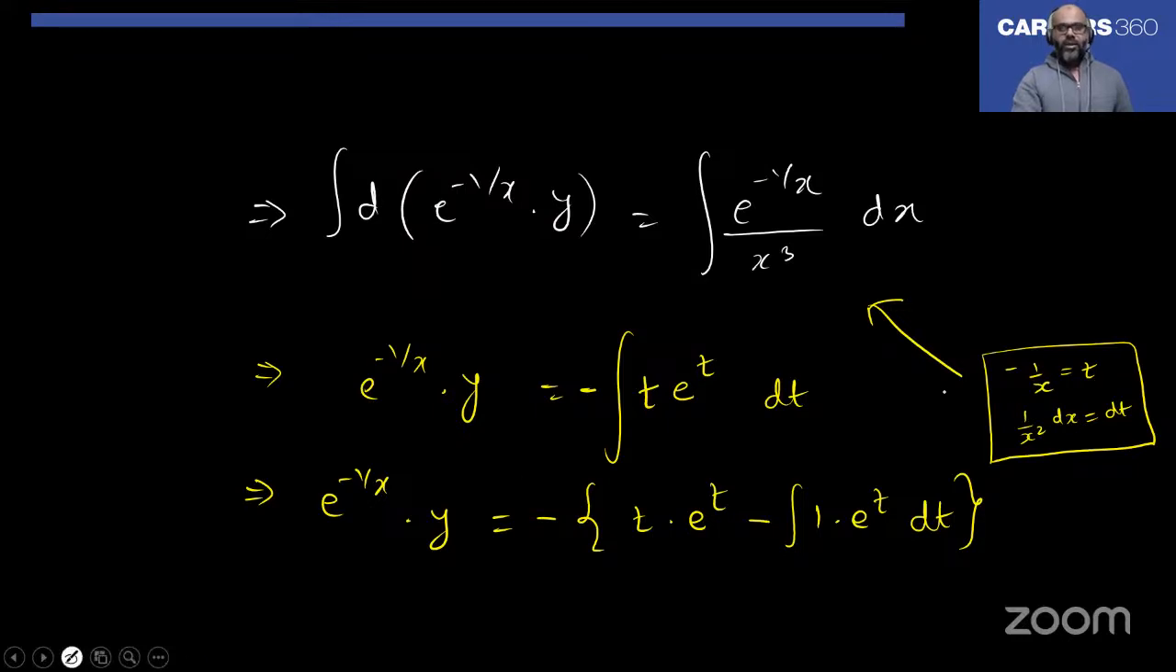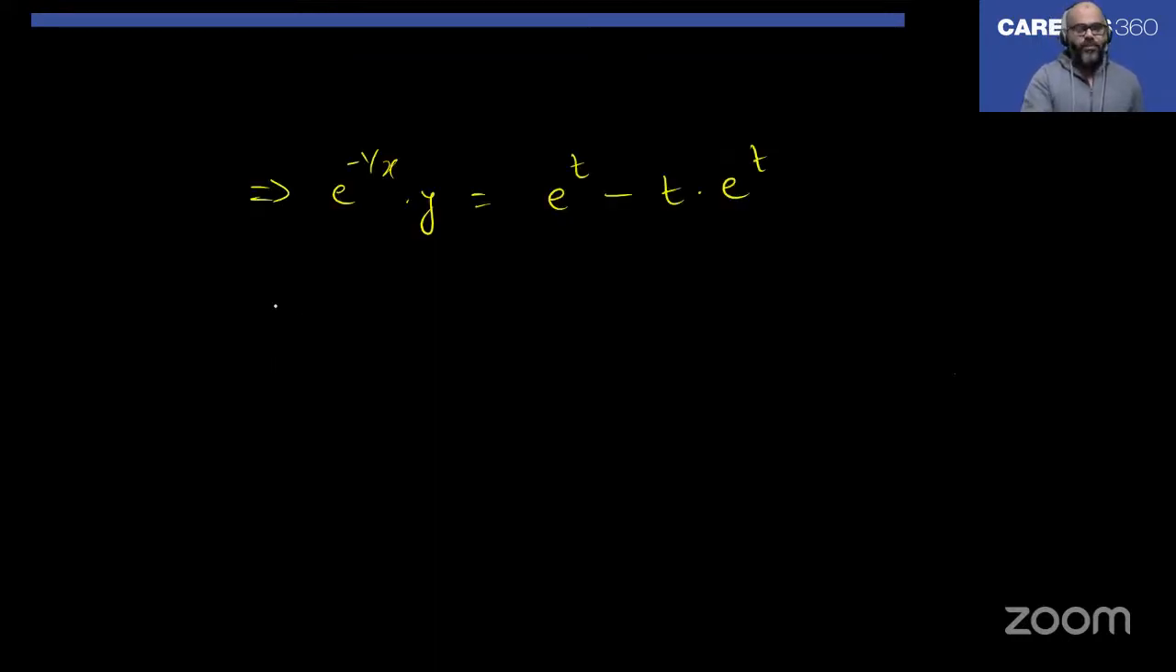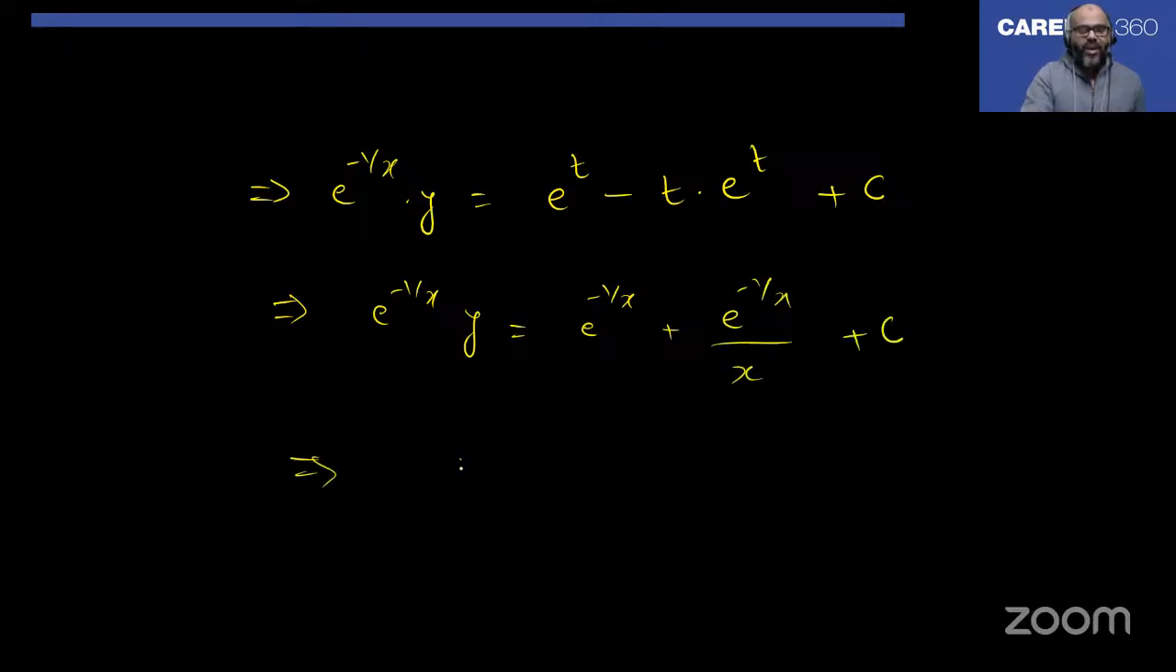And t is equal to minus 1 by x. So we write it as, there is a constant of integration also. So it is minus 1 by x plus c. Or we can write it as y is equal to 1 plus 1 by x plus c e to the power 1 by x. So we multiply by e to the power 1 by x.